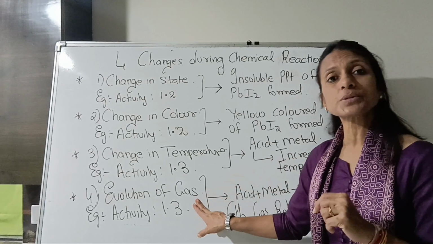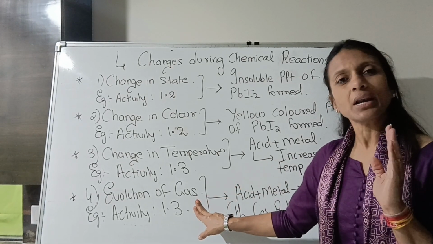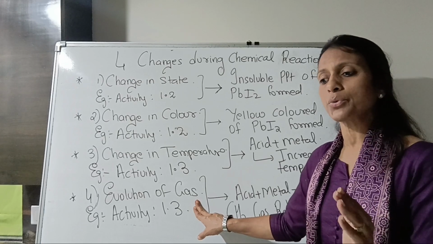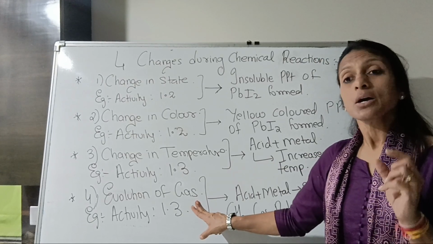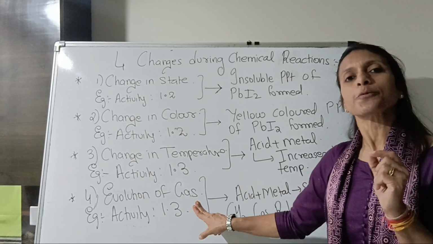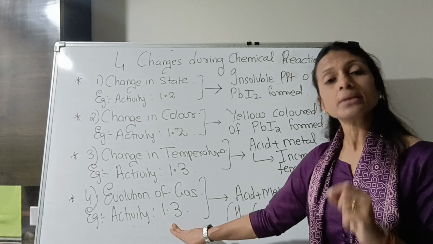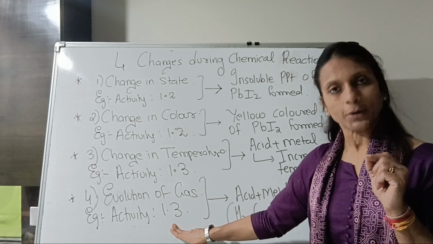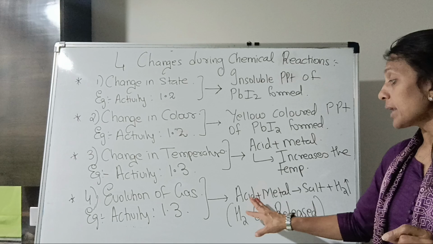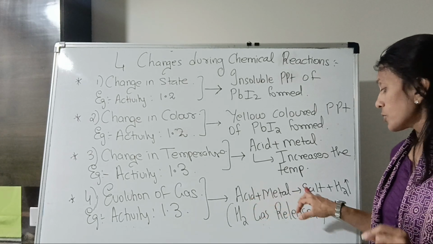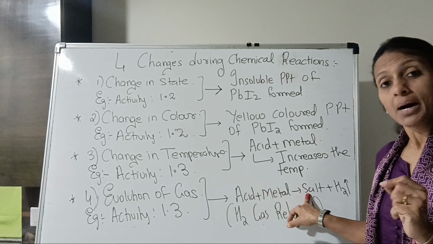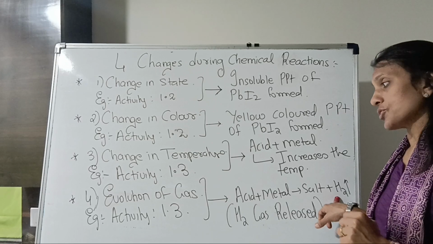And finally there was evolution of gas. The last change which you can see during a chemical reaction is some gas released at the end of the reaction. Now this again can be explained by activity 1.3 because when acid and metal reacted, salt of metal was formed but hydrogen gas was released, right?